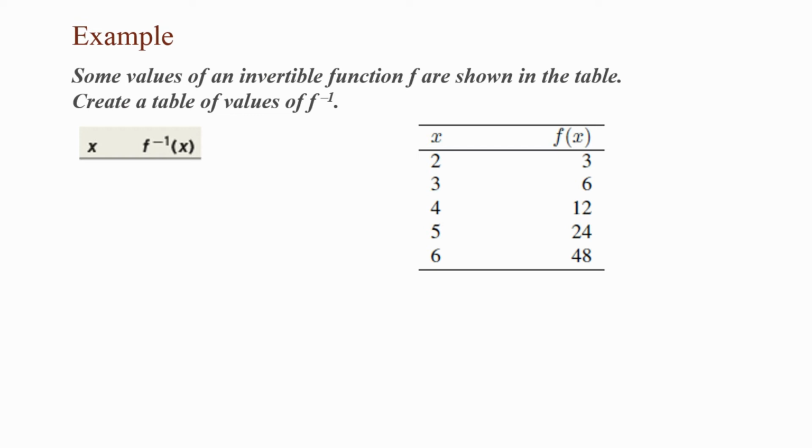output. So if I have an input of 3, I have an output of 2. So all my values under f of x now become my x. So under x, I have 3, 6, 12, 24, and 48. For my f inverse of x, I write my values for x. So I have 2, 3, 4, 5, and 6. When writing the inverse of a function, we reverse the values of x and f of x.